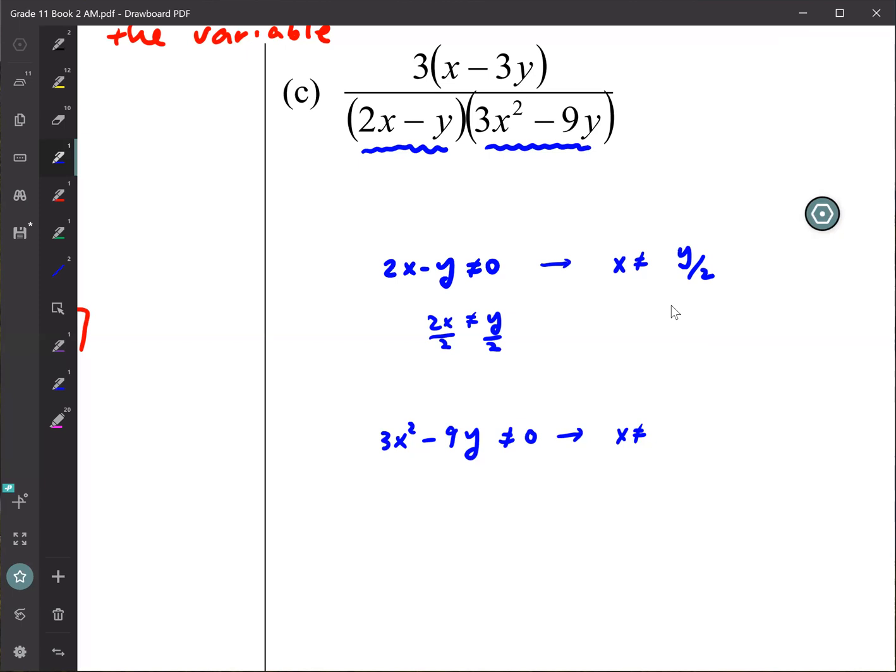Anyone having trouble with the second one? Still working on it? Brendan, can you tell us your second restriction? I'm not done yet. How about Aaron? Is it root 3y? Is y inside or outside? Inside. Inside the square root, okay. Anyone else got something different? Does everyone have the same?